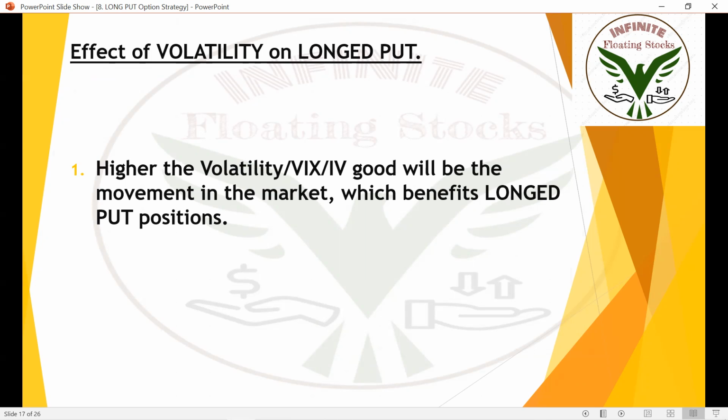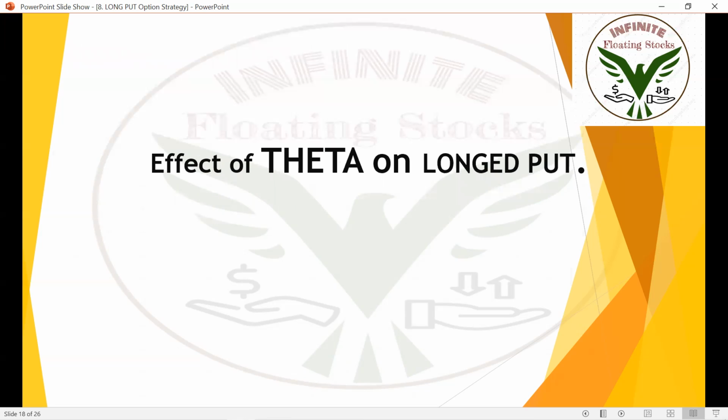Yes, long calls and long puts need a high volatile market. Okay. Volatility is nothing but the speed at which the market moves. It tells with how much speed the market or premium can move. So the higher the volatility, the better the movement in the market, which benefits long put positions. Okay. And effect of theta.